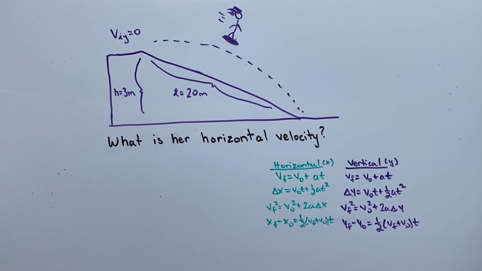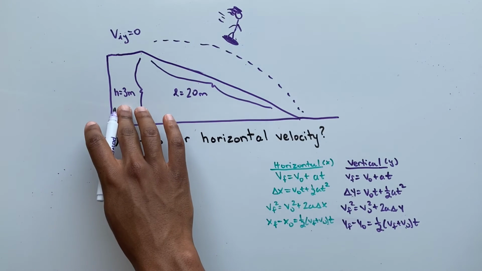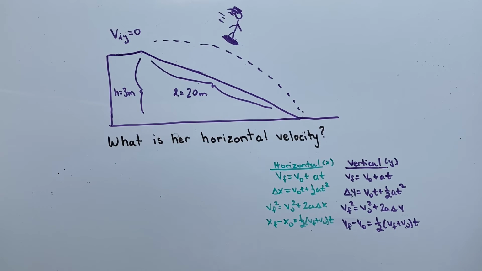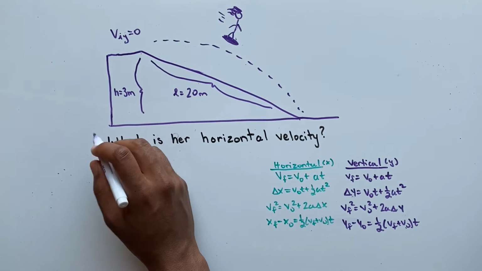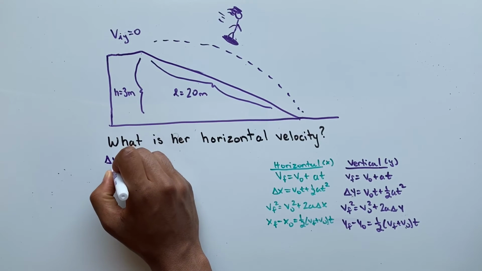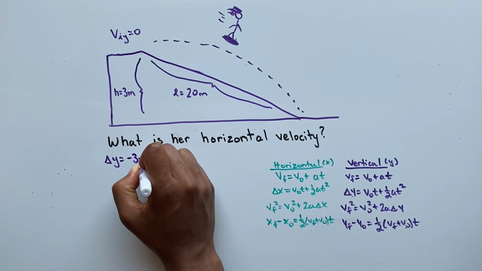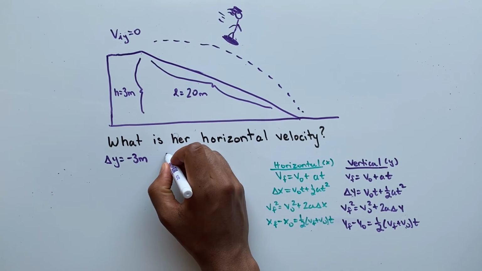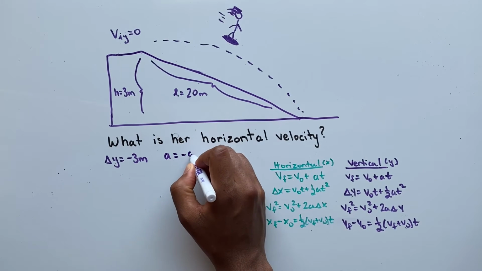In this problem, we are told a girl skates horizontally off of a staircase from a height of 3 meters and travels 20 meters down. And we are asked, what is our horizontal velocity? Well, like we did in the last problem, let's solve for our time first, as well as jot down our given variables. So we know that our height, or our vertical displacement, is negative 3 meters. We also know that her acceleration, which is the acceleration due to gravity, is negative 9.8 meters per second squared.